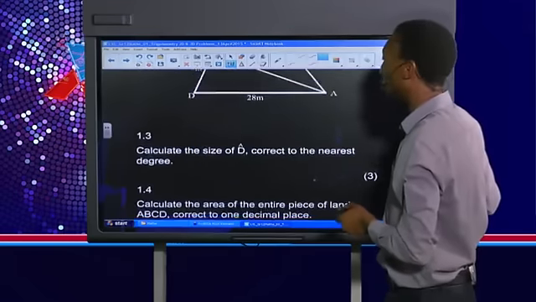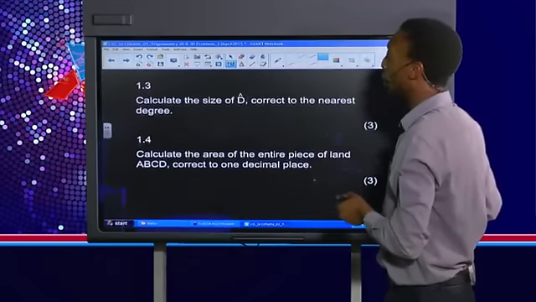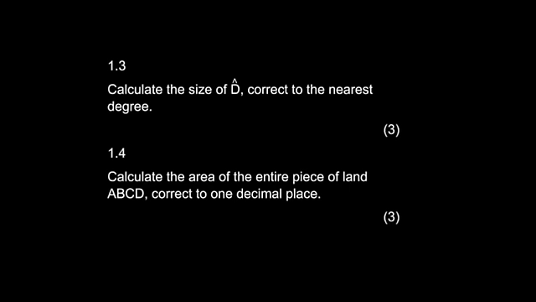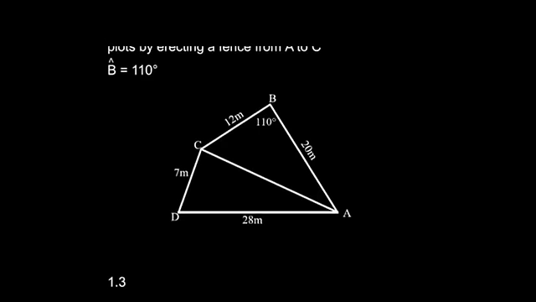Okay, so that's the same question. We're continuing with 1.3 now. They say calculate the size of angle D correct to the nearest degree. So with this rounding off to the nearest degree, we're not going to have any numbers after the comma. Where is D? D is this little corner here of our plot.